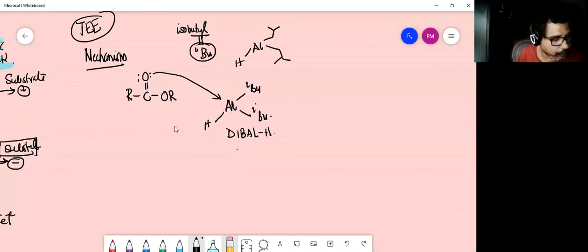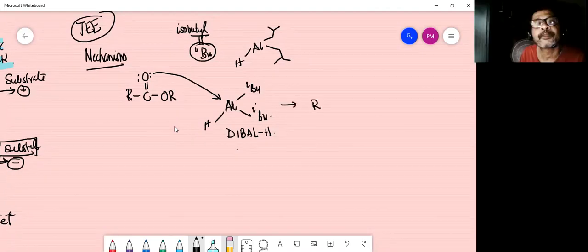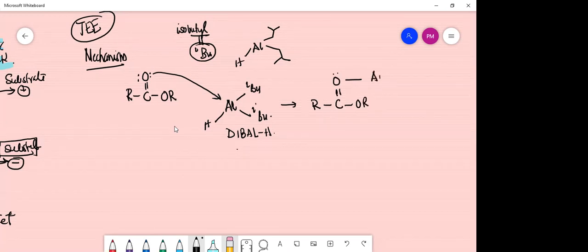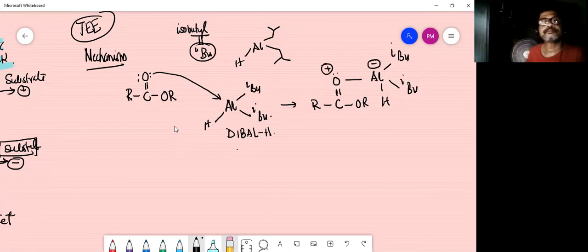So what kind of compound does it form? Essentially the compound formed is like this: R, C double bond O, lone pair, this is OR. Then you have got aluminium, isobutyl, isobutyl, and here you have hydrogen. So this has got a minus because it has taken an extra pair of electrons, and this has given a pair of electrons, so this becomes plus. Yes or no?